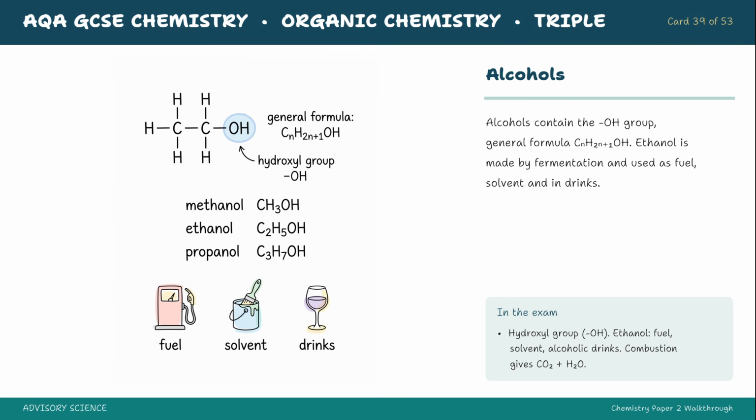Alcohols are widely used as fuels and as solvents. Ethanol can be produced industrially by hydration of ethene or by fermentation of sugars using yeast at around 30 degrees Celsius in anaerobic conditions. In the exam for fermentation, learn the conditions. Yeast, a warm temperature, about 30 degrees Celsius, and no oxygen, anaerobic. The products are ethanol and carbon dioxide. Know that the functional group OH is what makes them all alcohols.